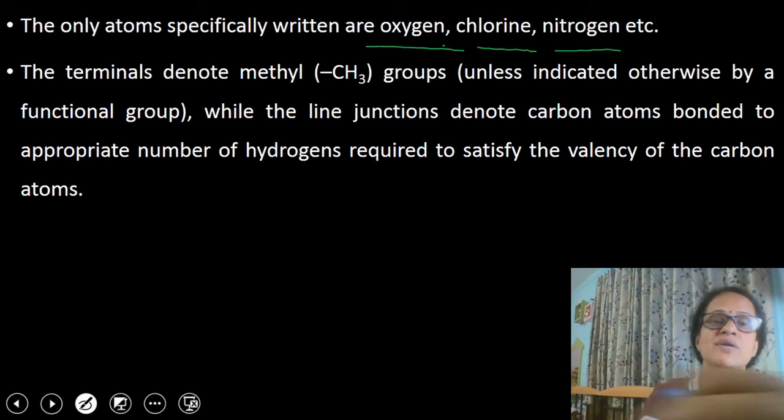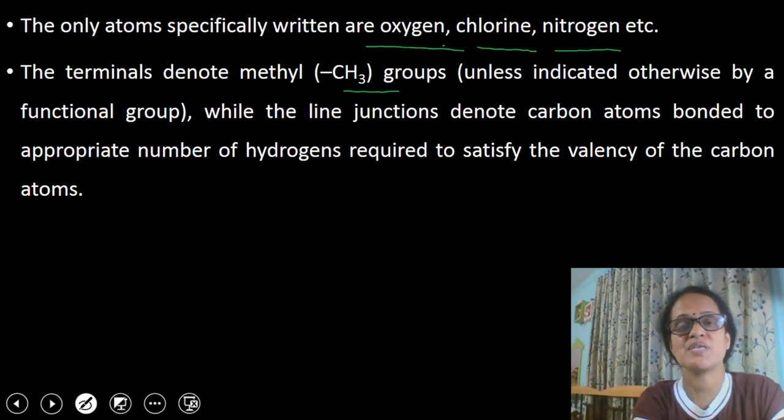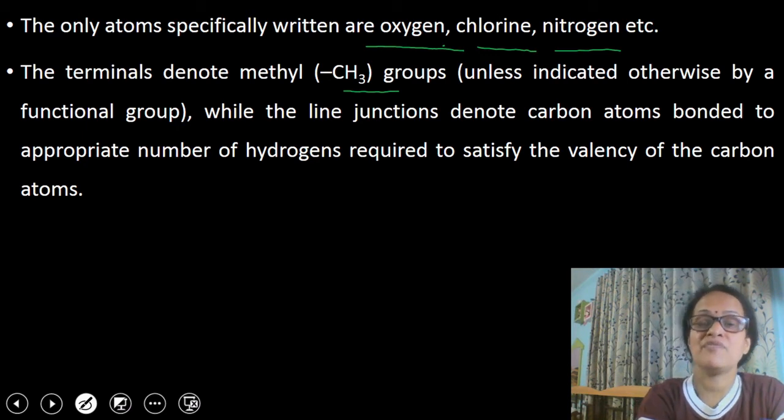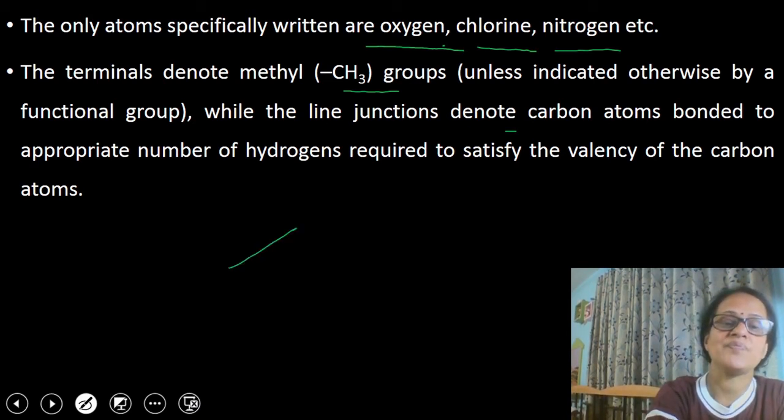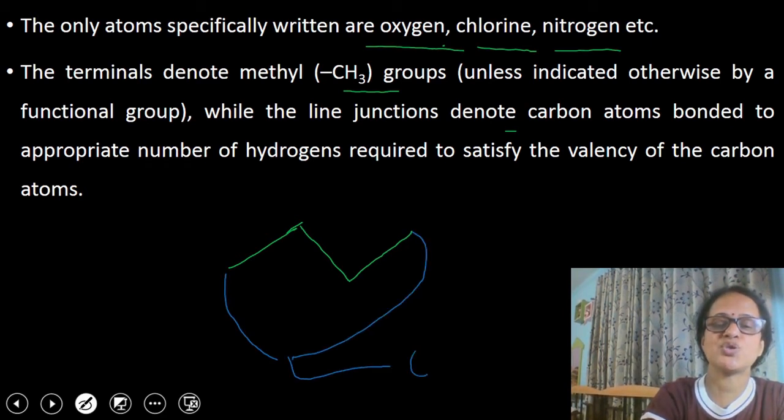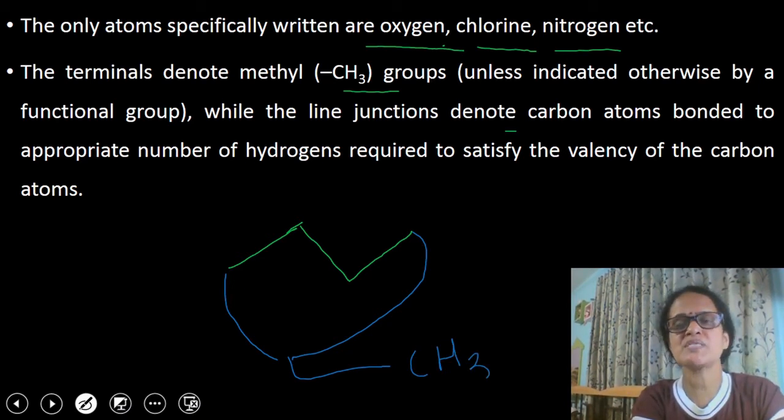Then the terminals denote the methyl group. Terminals means the end carbon atoms on both sides. The last carbon atom on both sides represents the methyl group. If the methyl group is not there and some other functional group is there, we represent it. If no functional group is written, terminals will always represent the methyl group. And one more point, the line junctions mean the zigzag line. I told you that the bond between carbon and carbon is represented by a zigzag line. Suppose this is one line and this is one line, and one more line I am writing here. These terminals will always represent a CH3 group unless mentioned. If some functional group is there, then it will be mentioned there.